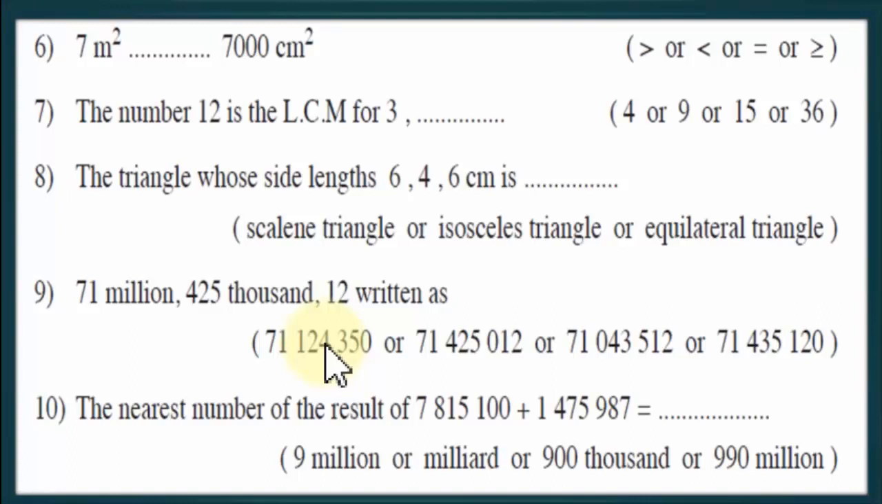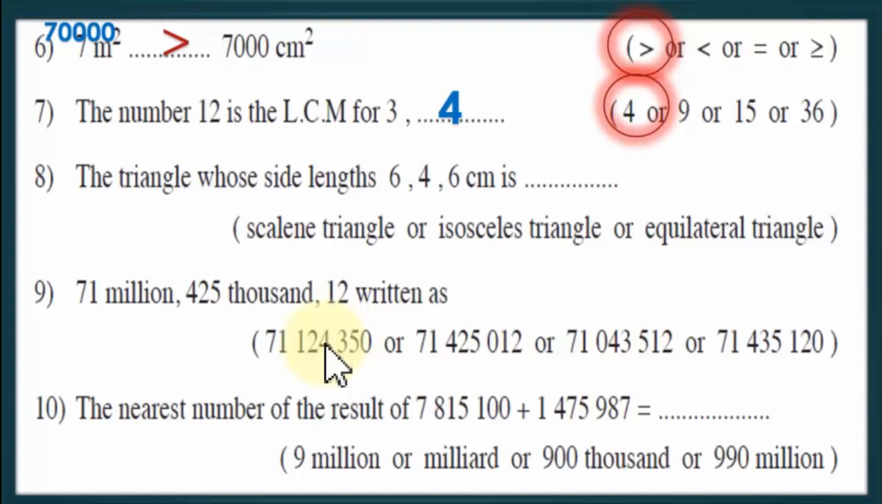Compare 7 meters squared and 7,000 centimeters squared. You know that 1 meter squared equals 10,000 centimeters squared. So 7 meters squared equals 70,000 centimeters squared. Of course, 70,000 centimeters squared is greater than 7,000 centimeters squared. So 7 meters squared is greater than 7,000 centimeters squared. The number 12 is the lowest common multiple of 3 and, well done, 4.